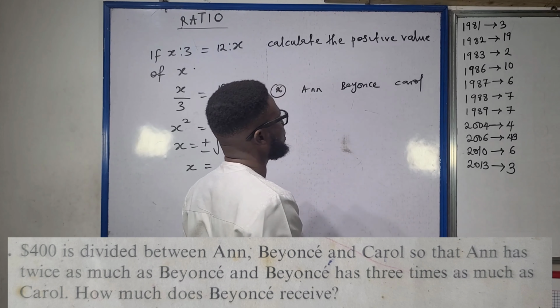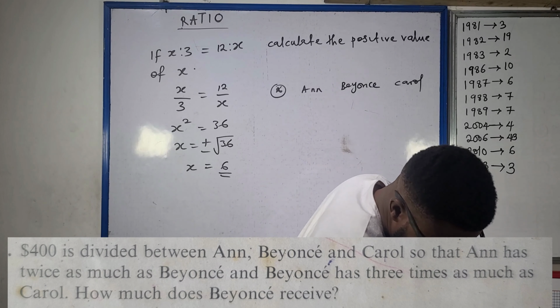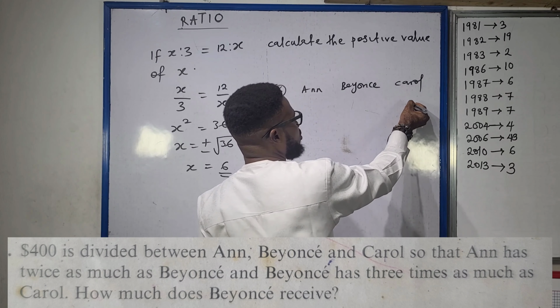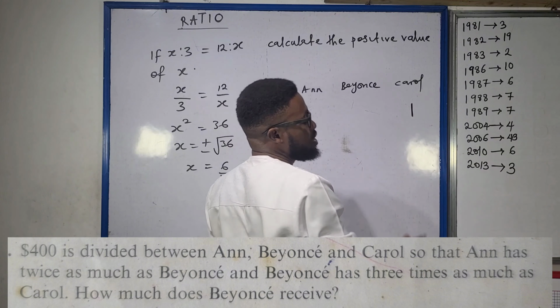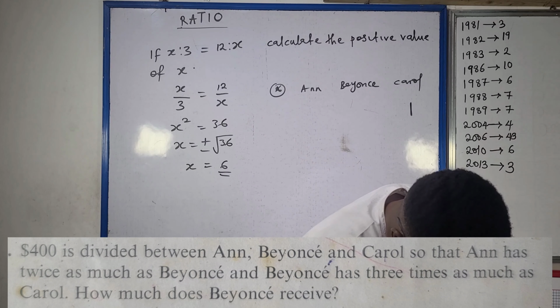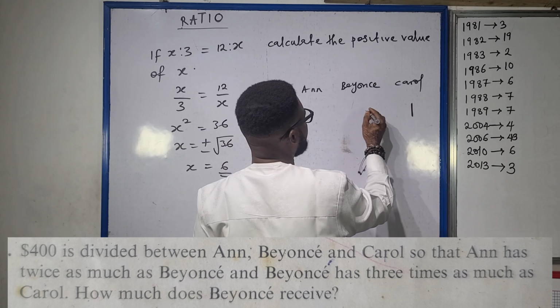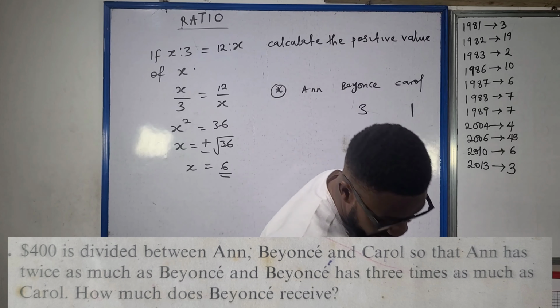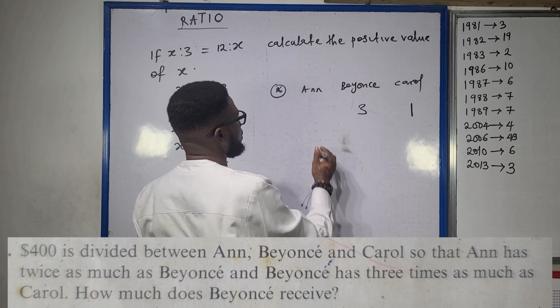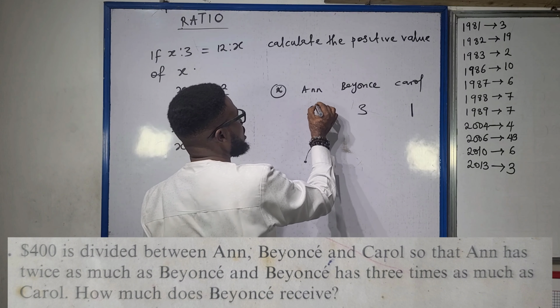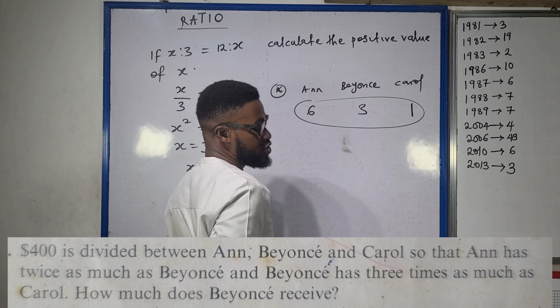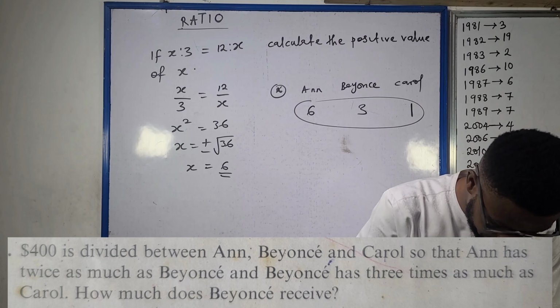If you look at this case, the person who got the least here is Carol. So you assign 1 to the person who got the least. So when you look at this, Beyonce is getting 3 times what Carol is getting. So 3 times this is 3. And then Anne is getting twice as much as Beyonce. So 2 times 3, this is 6. So this here is the ratio in that question.